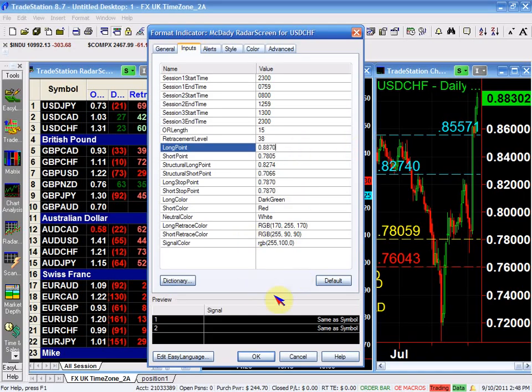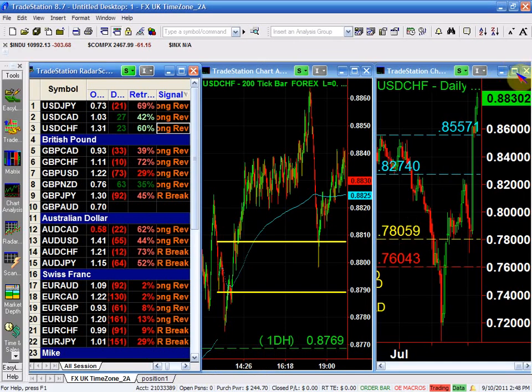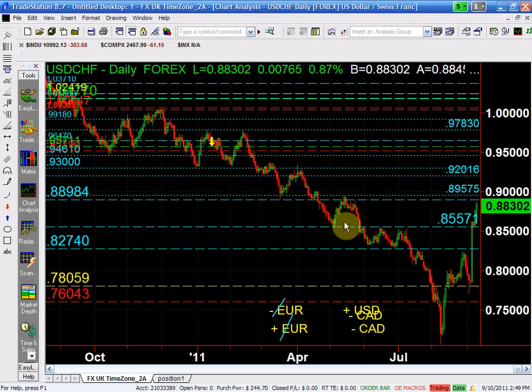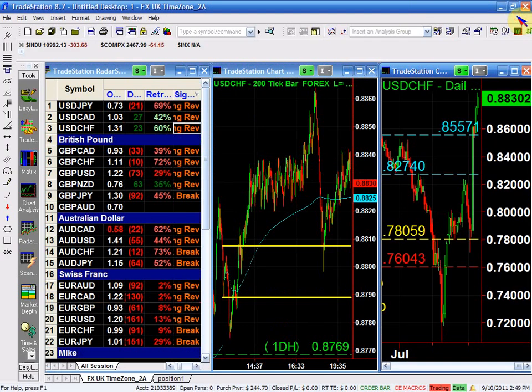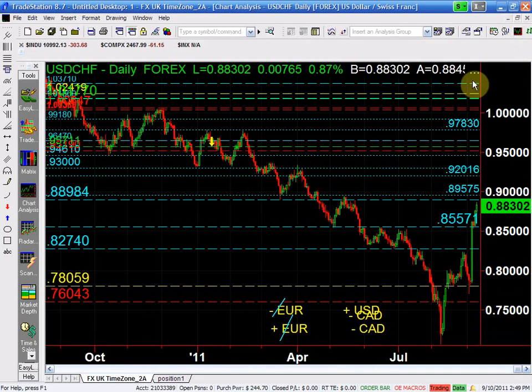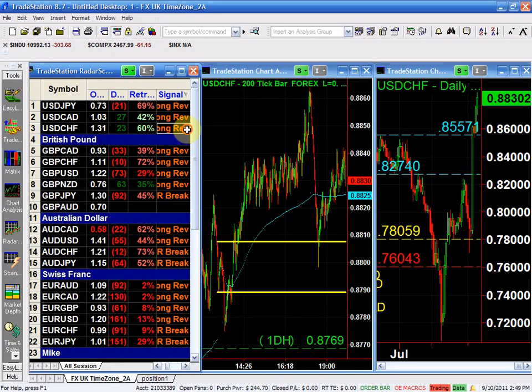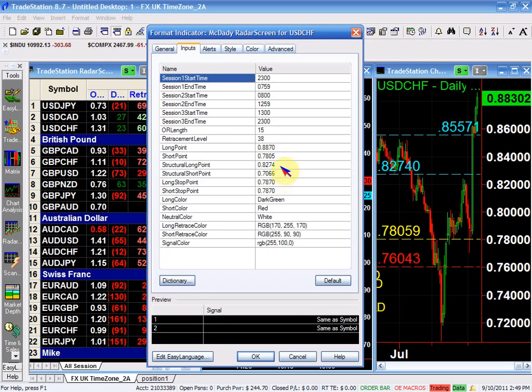And if we do buy it, as I said on the daily chart, you look here, we have two structure points: the 88.98 and the 89.57. So we have two close structure points near each other, and therefore we're going to take the one that's closest to us, because we're coming from down to up, which is the 88.98, as our structural long point.